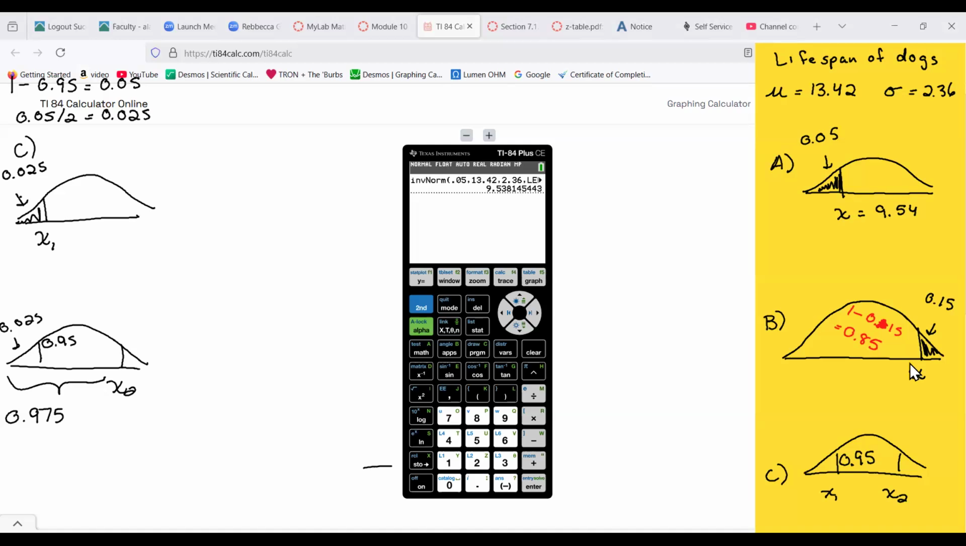If I wanted this upper 15%, the age that splits the upper 15% ages of dogs, well, to the left of that is going to be 85. Second bars, number 3, area is going to be 0.85. Same mean, same standard deviation. Like I said, we're just doing left, nothing else. That is going to give me 15.87.